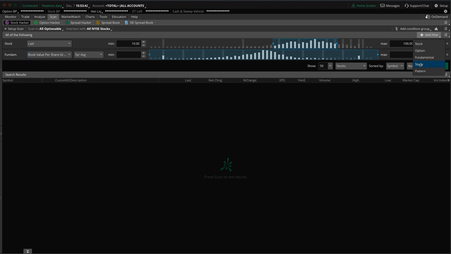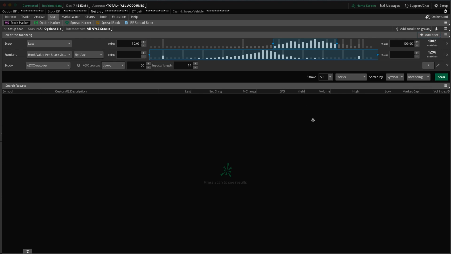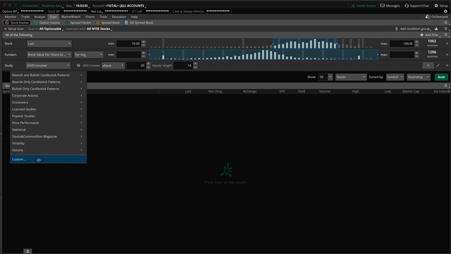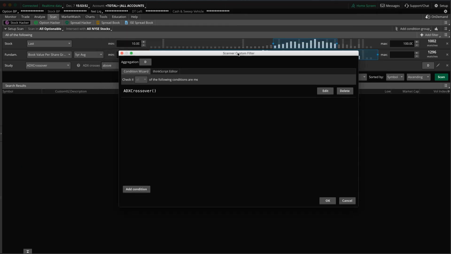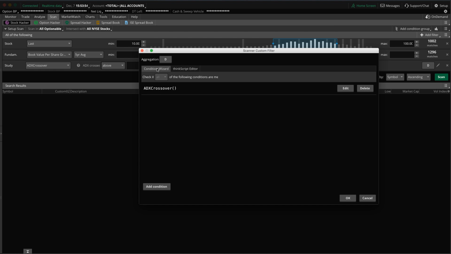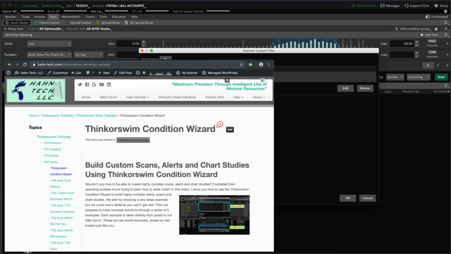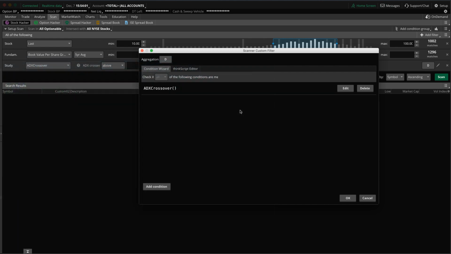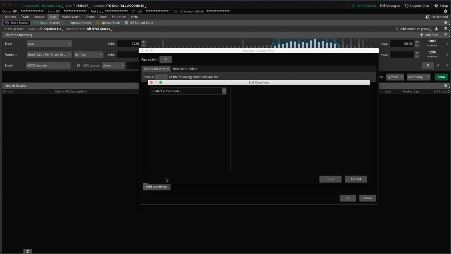And let's say you wanted to add a study filter. This is the one we get most common requests to perform here, and what you can do here is select custom, and then you get the code editor, and then you can either build using the condition wizard. We've got 2 videos on this condition wizard, so you want to go ahead and look at our channel and find those videos, because you can build your conditions here with simply clicking the mouse.